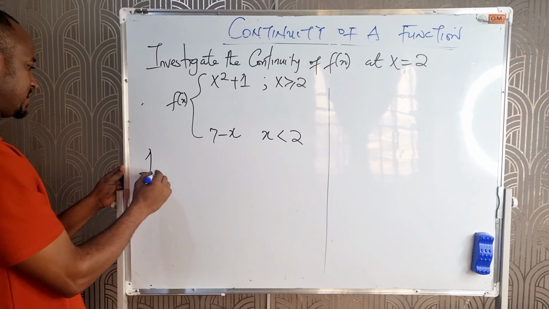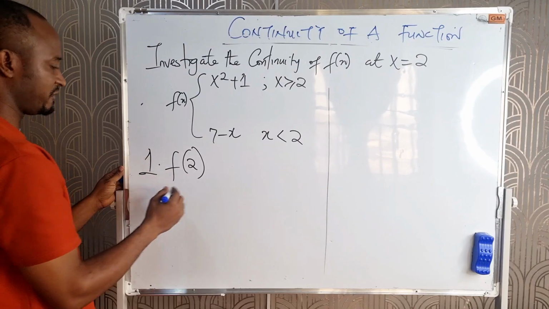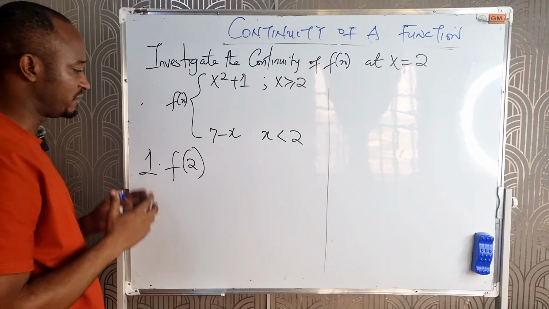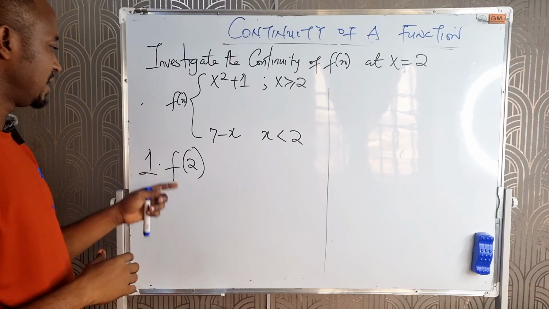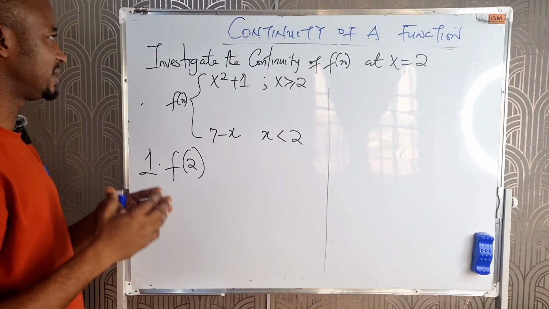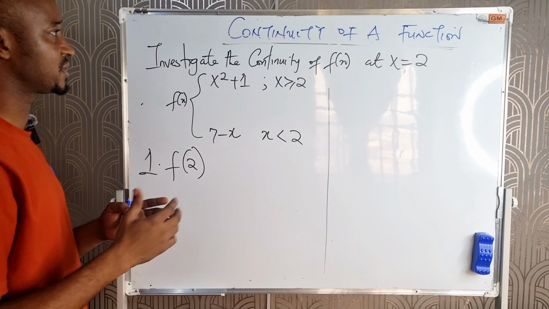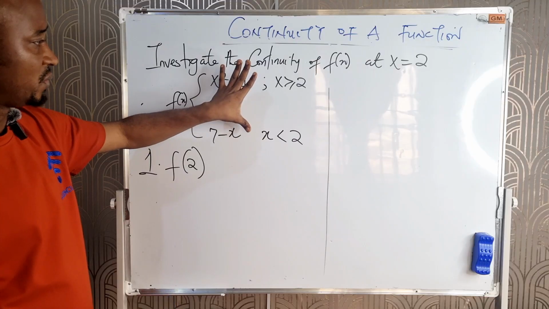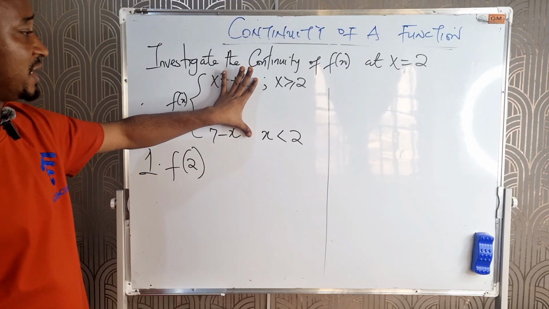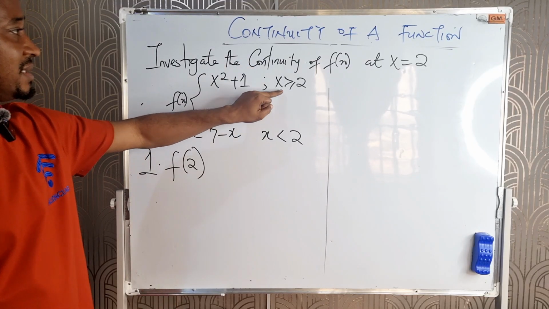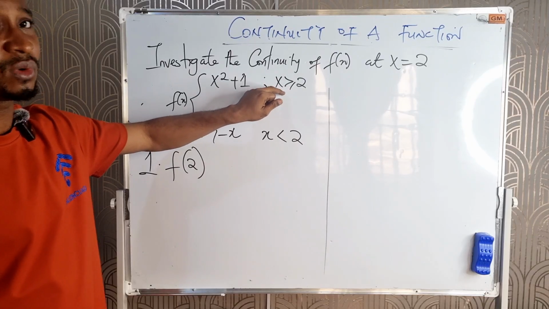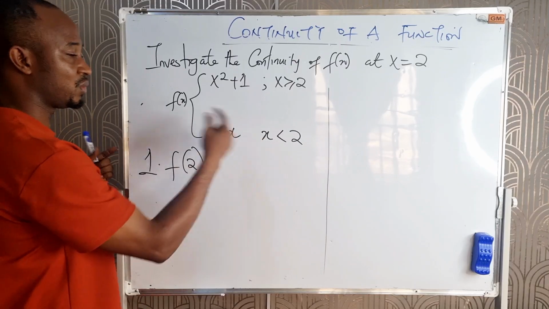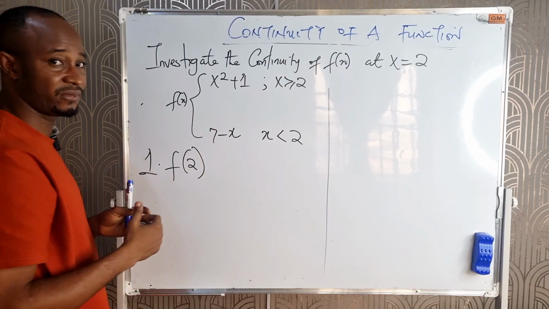So the first step is to verify if f of 2 is defined. Since we are given two functions, we have to ask ourselves which of these we can use to define f of 2, because we are to determine if the function is continuous at x equals 2. So we have to look at the two functions and their conditions. Here we are told that x is greater than or equal to 2. Since I have an equal sign here, it means I will use this function to define f of 2. Here there's no equal sign, so I can't use it to define f of 2.